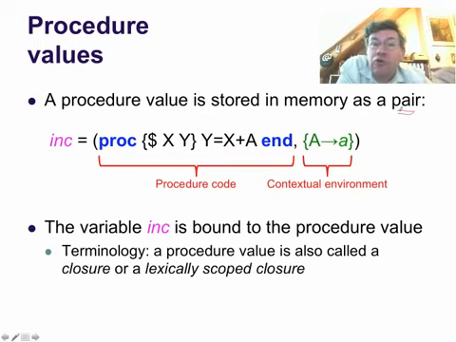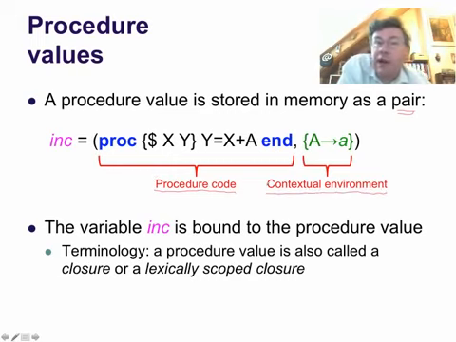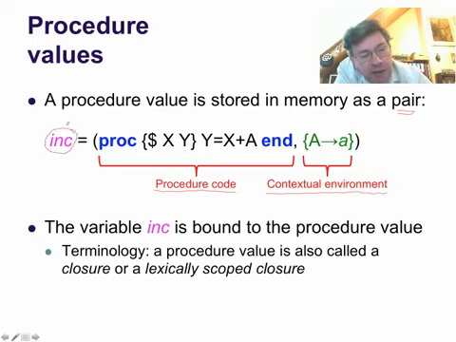In fact, there's two things in the procedure value, which, if you remember the last video, you know that there must be this second thing. So there is the procedure code, but then there is this second thing, which of course is the contextual environment. The procedure in memory must remember its contextual environment. So a procedure value here, inc, is bound to this procedure value, a pair of two things.